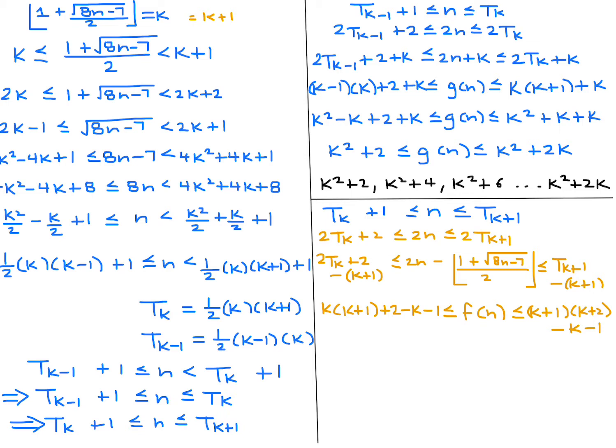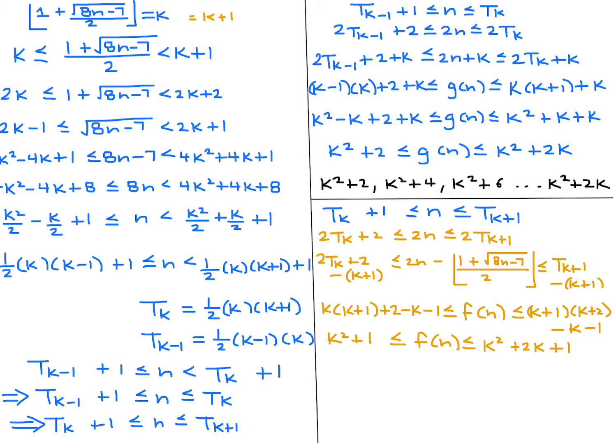Now let's do some simplifying here. We're going to have k squared plus k minus k, so the k's cancel, and then you're just going to have 2 right there. But from the 2, you have to subtract the 1, so you're really just going to have 1. And that is less than or equal to f at n. And then this one, if you expand it and collect like terms, you'll get k squared plus 3k plus 2. But then you have to subtract k minus 1, so that's just going to leave you with k squared plus 2k plus 1.